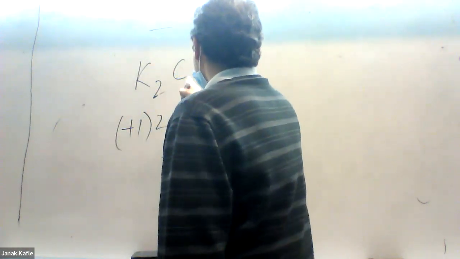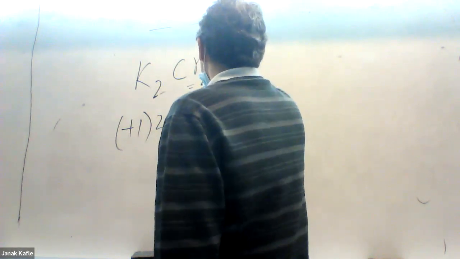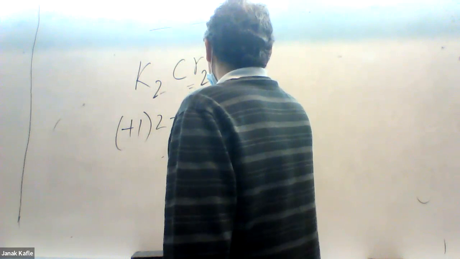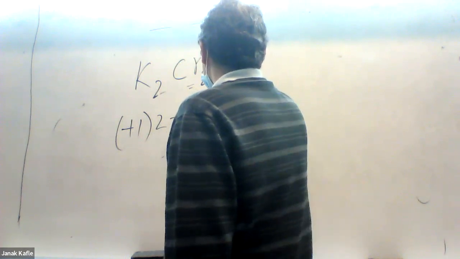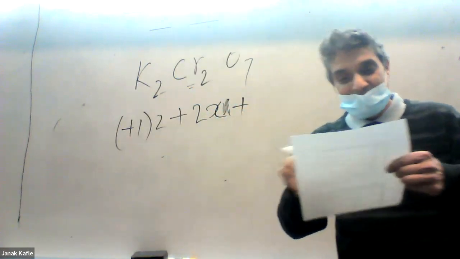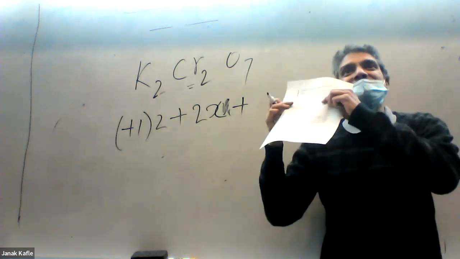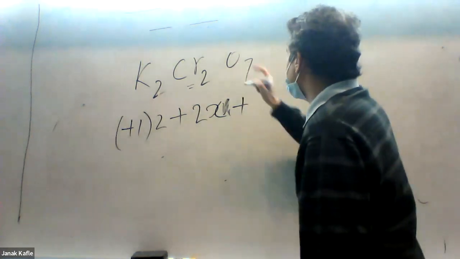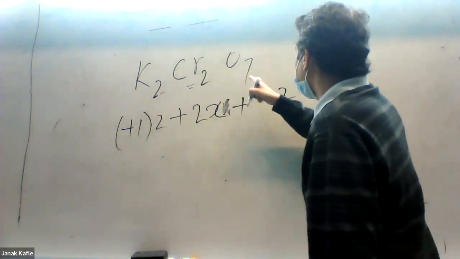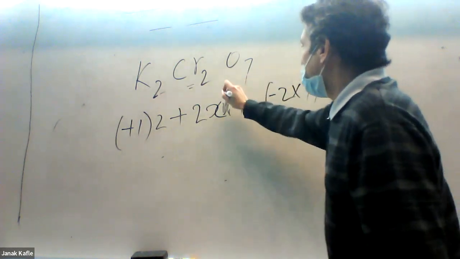And chromium, I don't know what the oxidation state is, so I just assume that it is x. And I have 2 chromium here, so I'm going to multiply that with 2, like that. And oxygen is sitting with somebody else, and if oxygen is sitting with somebody, that's -2. So oxygen here is -2, and there are 7 oxygen atoms here. So you see that?